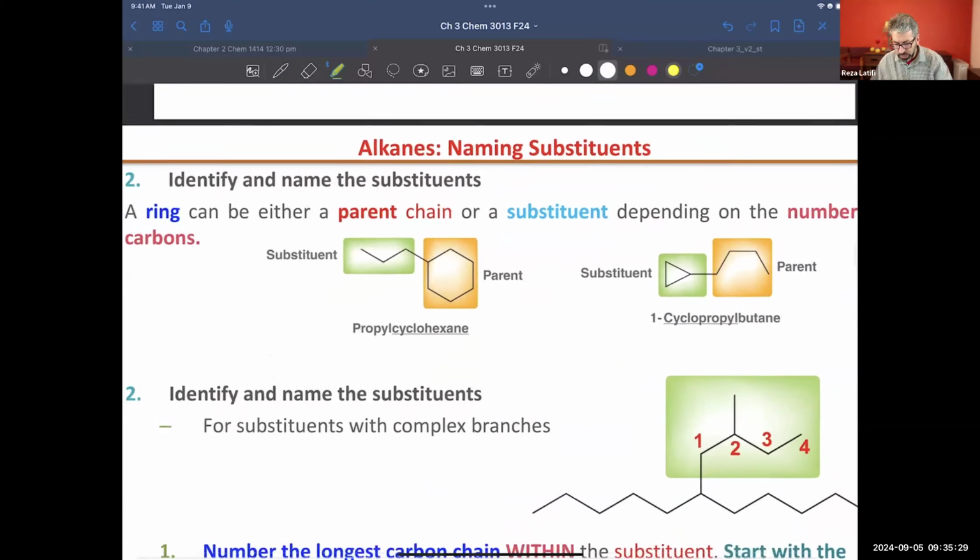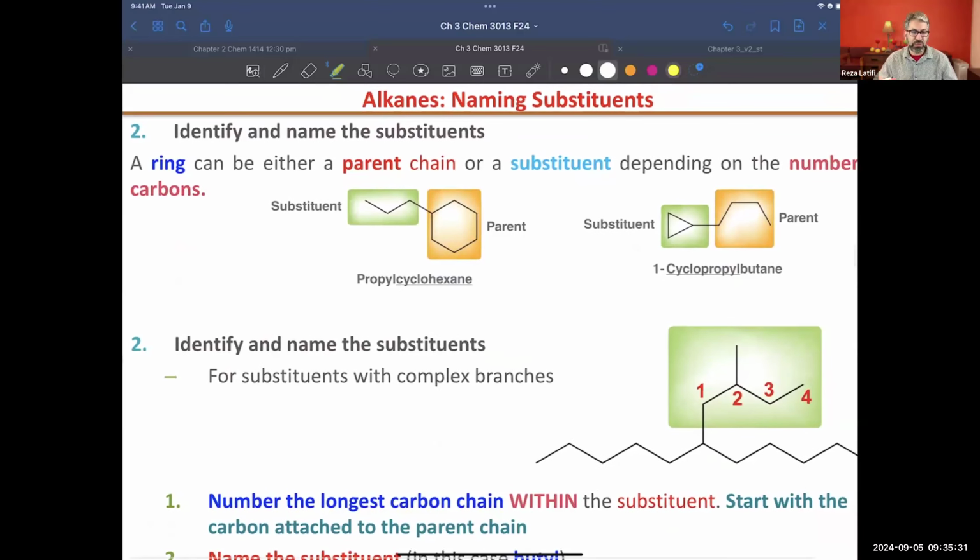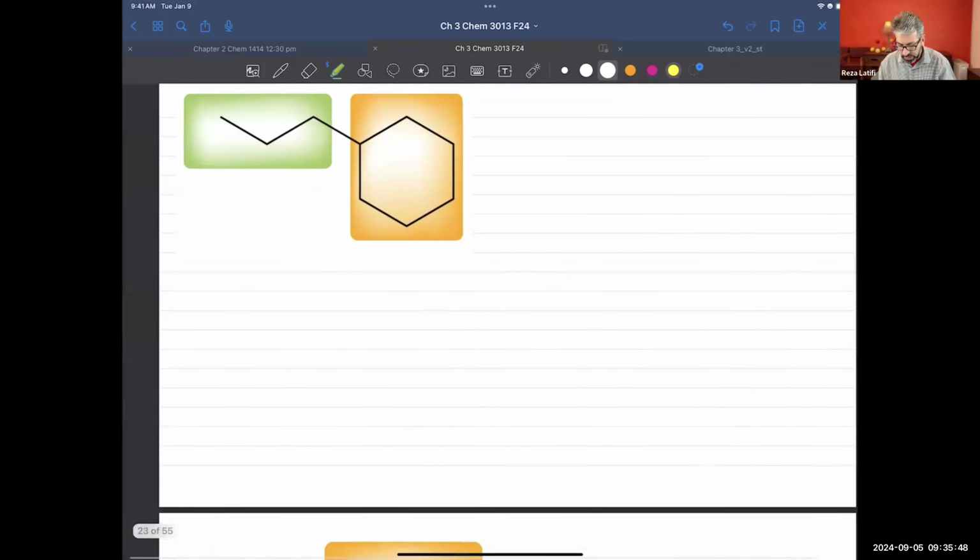Now what will happen if I have a mix of them? How do I pick the main chain, or the parent? You have to go after the number of carbons. The one that has more carbons will be the parent. Okay, let's practice some examples.